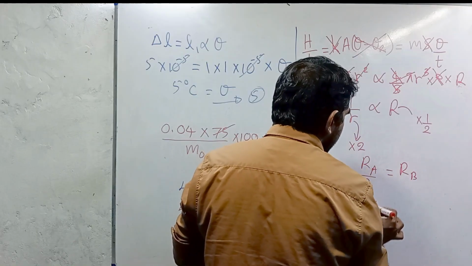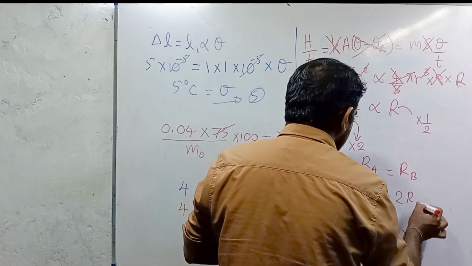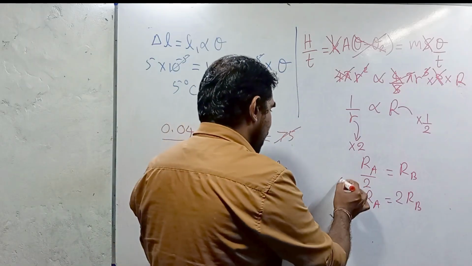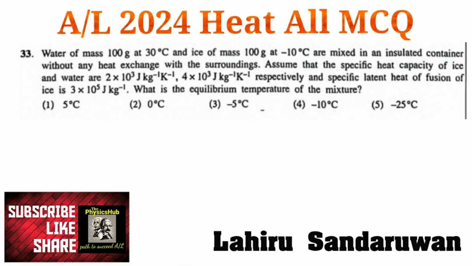Then we can substitute RA. It is 2RB. Then we can obtain that the fourth one is the correct answer. The next question, it is 33. Question number 33 in the 2024 A-level paper.